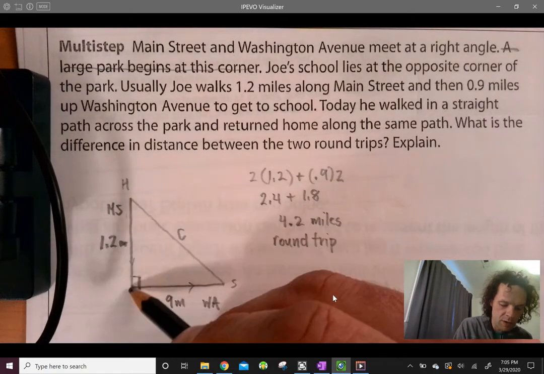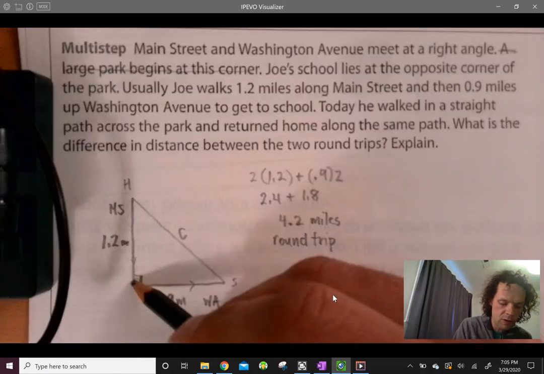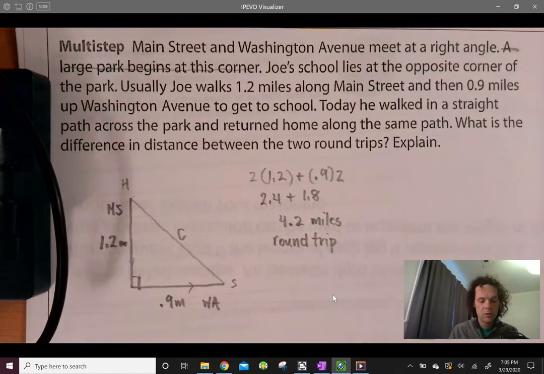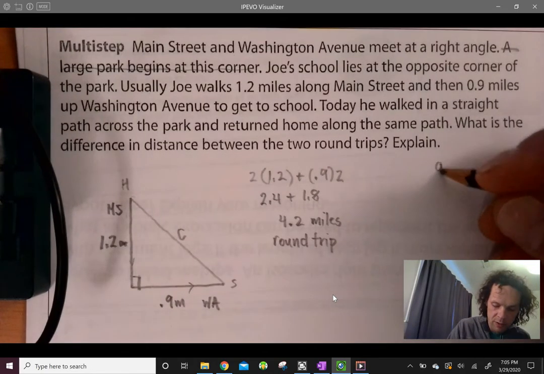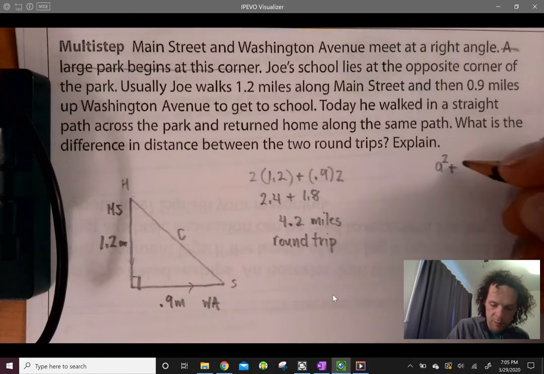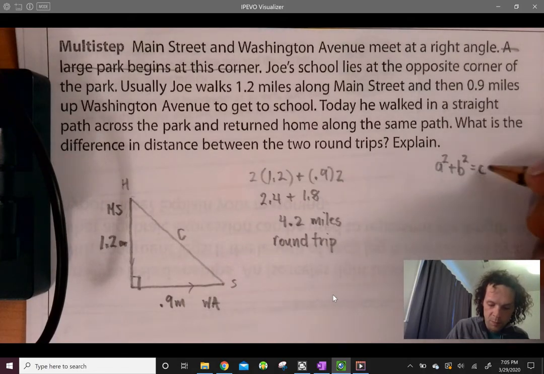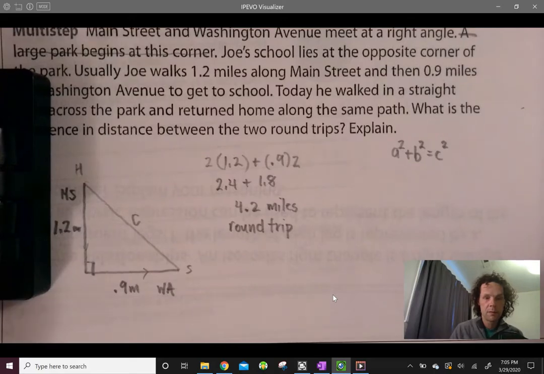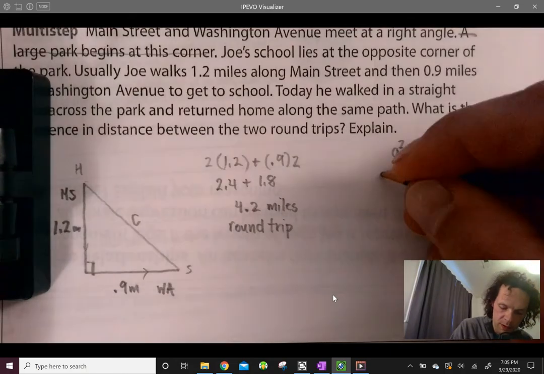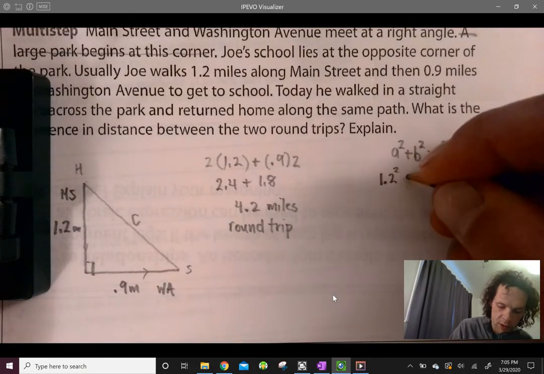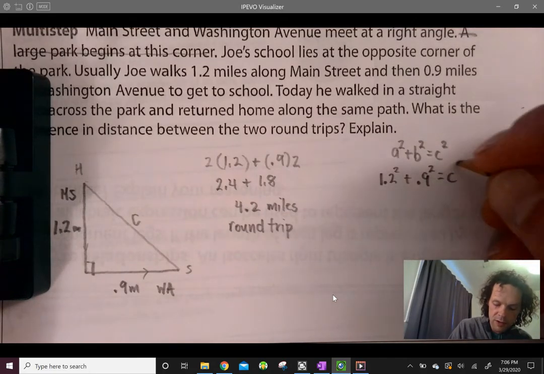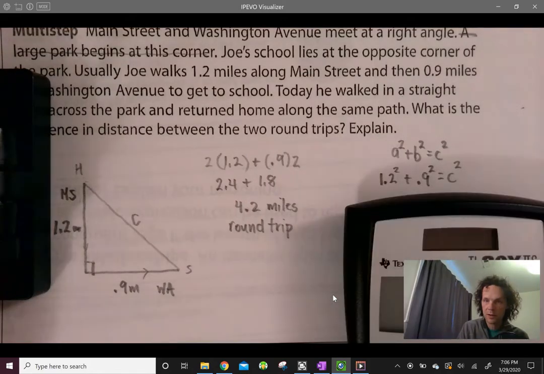That's when he walks to the corner and then over to the school and to the corner and back. Well, now if we find the hypotenuse, so if we find the length straight across the park, we're going to do that using our Pythagorean theorem, right? So I'm just going to plug in some values here. 1.2 squared plus 0.9 squared equals C squared. Okay, let's do this.